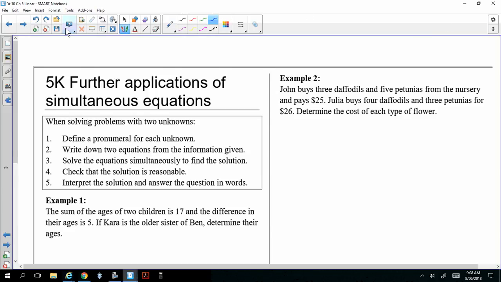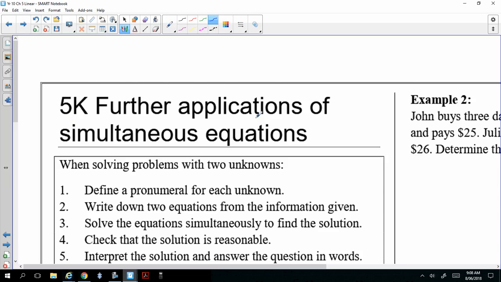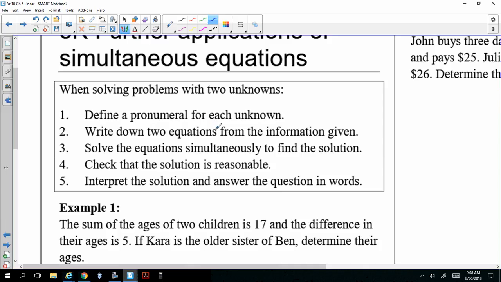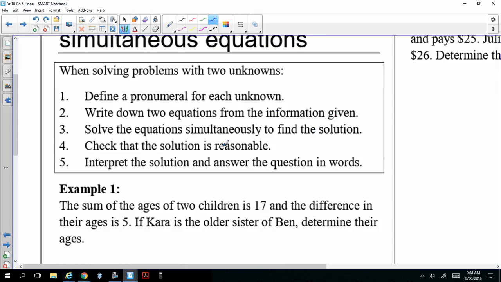We're going to use simultaneous equations to solve problems. So let's look at the procedure. First, we have to define the variable for each unknown, write down two equations for the information given, solve the equations simultaneously, check the solution is reasonable, then interpret the solution and answer the question in words. Okay, we're going to follow this procedure.